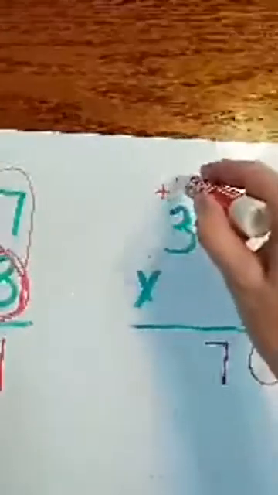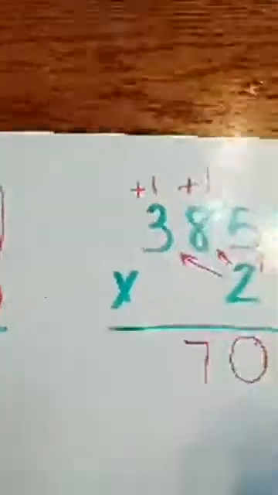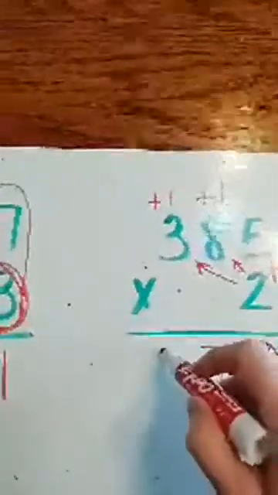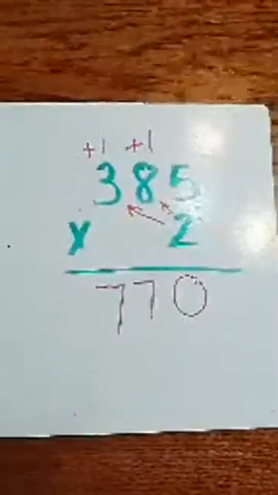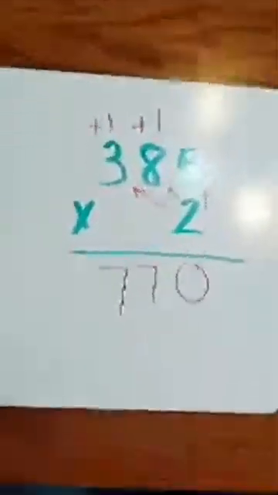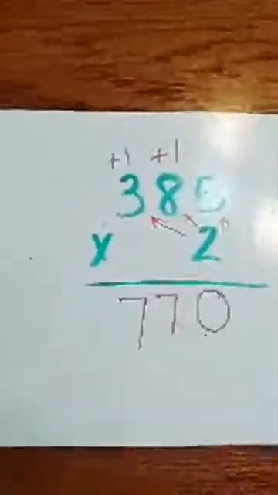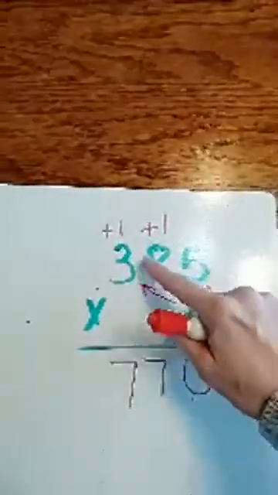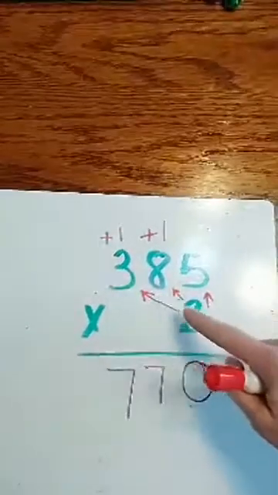Ones place, tens place. We just multiplied times the ones, then the tens. Now we've got to do the hundreds. 3 times 2 plus 1 more, 7. 770. So remember, guys, when you're multiplying a 3-digit number times a 1-digit number, the first thing we do is multiply the ones, then we multiply the tens, then we multiply times the hundreds place.